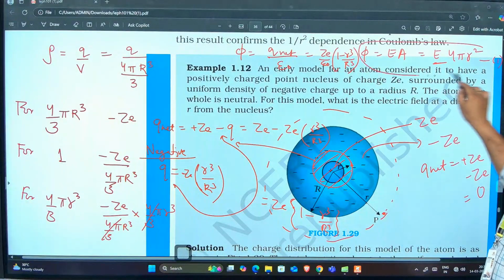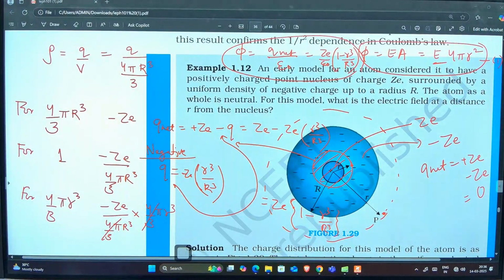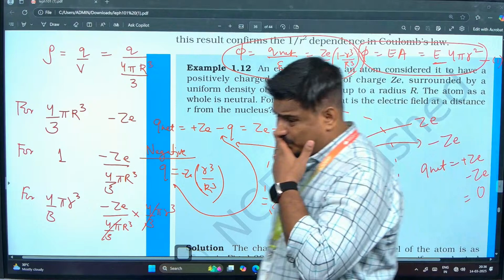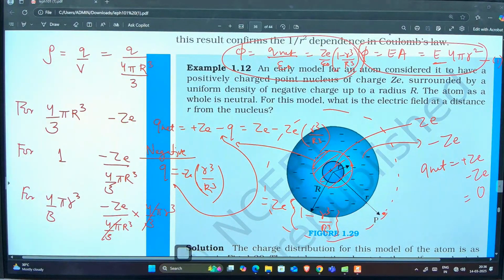Equate equation 1 and 2. So 4 pi r square will go this side and it will give the expression of that final electric field. Is it clear to you? I accept this question is a little complicated, but not impossible. It is a simple question only, if your concepts are clear. Fine. Any problem in this question?